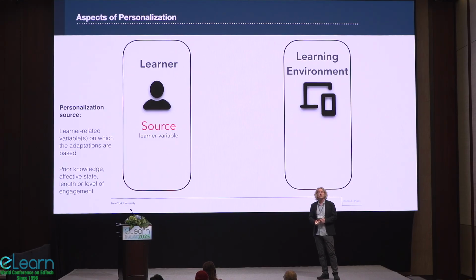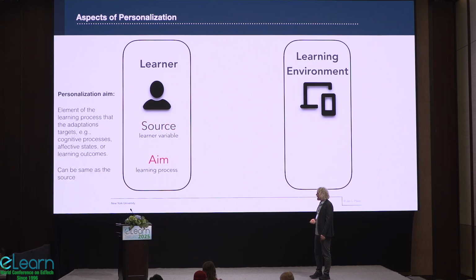That's the variable that I mentioned that we're looking at as the learner-related variable on which adaptations are based. Could be prior knowledge, could be an affective state, could be the length or level of engagement, student stopped engaging, etc. That's my source variable. I'm observing a variable in the learner, and I'm saying, wait a moment, we need to intervene here.